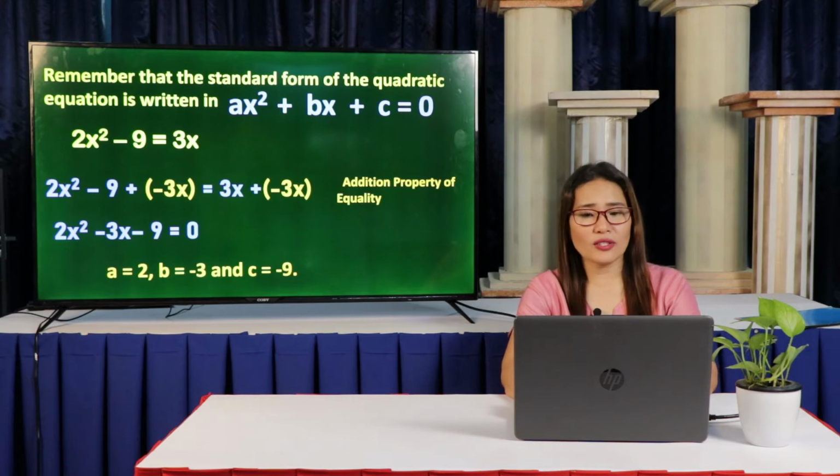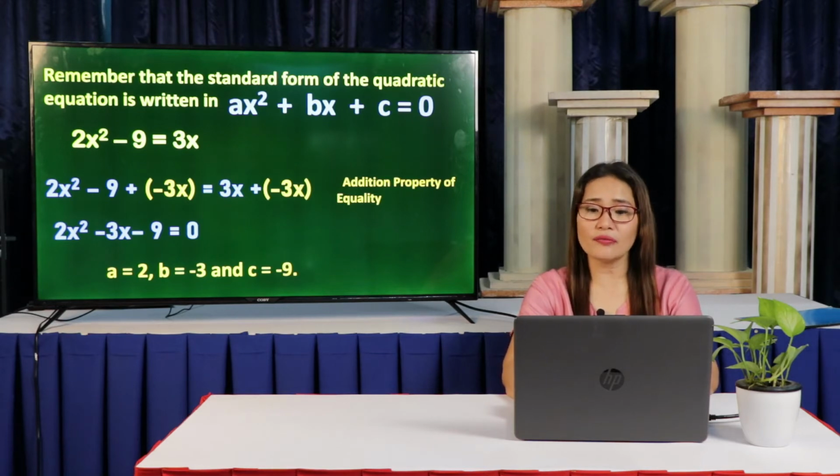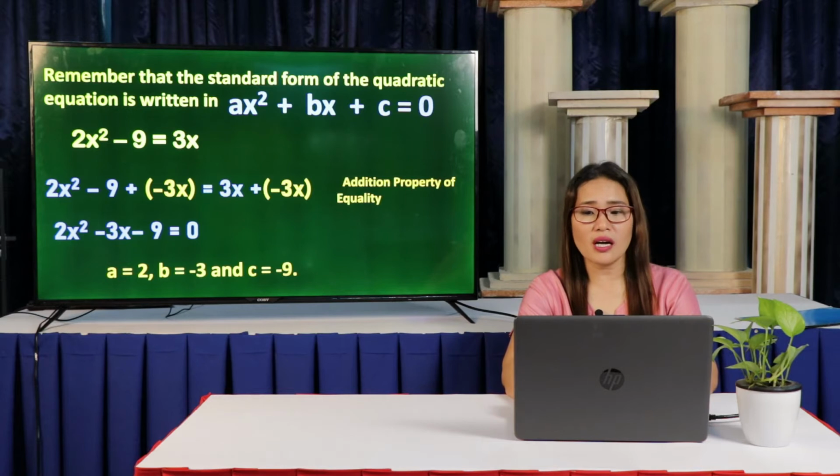Now let me ask you, why do you think the value of a in the quadratic equation must not be equal to 0? What happens to the equation when a is equal to 0? What is your answer?